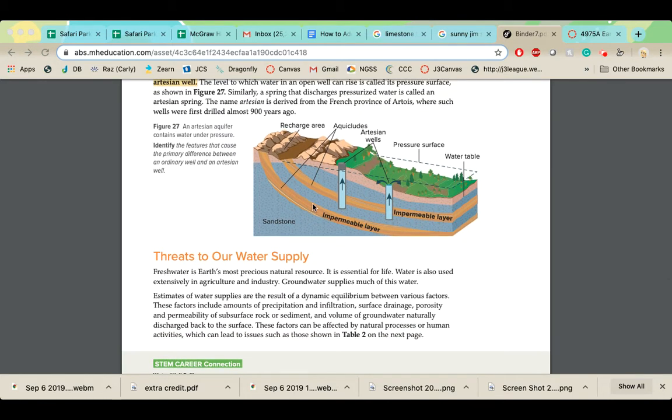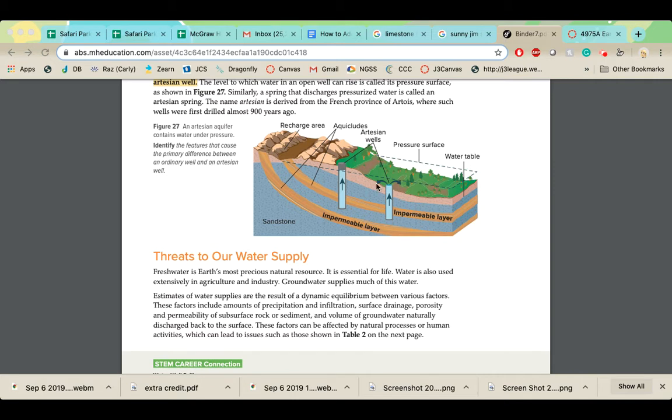Why would it be important to have this impermeable layer or aquiclude underneath this groundwater? Why would that be important to have an impermeable layer? Essentially, it makes it so your water stays in one place so that you know where that groundwater is going to be. It just makes it like a clay pot underneath.